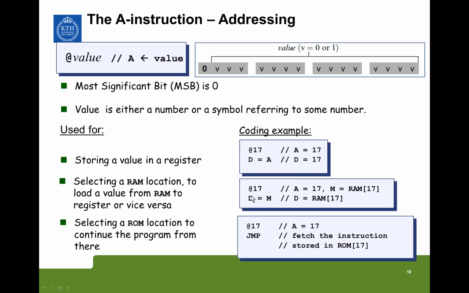Similarly, we can select a ROM location. Right, this is our last example, where the next C instruction will instruct the code to actually jump to the instruction at address 17 in the ROM.